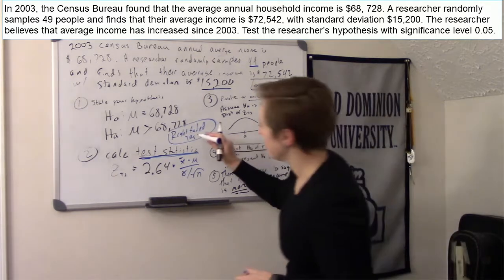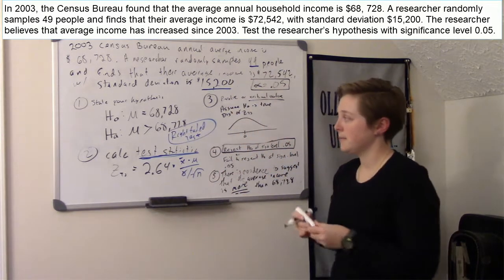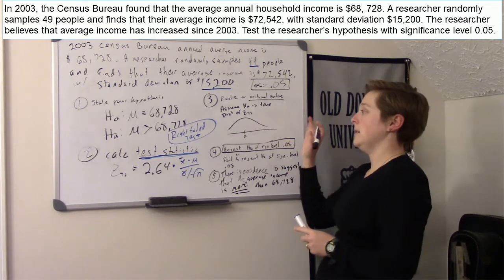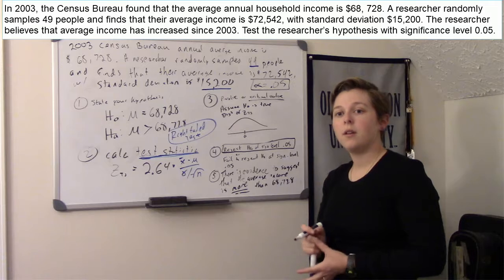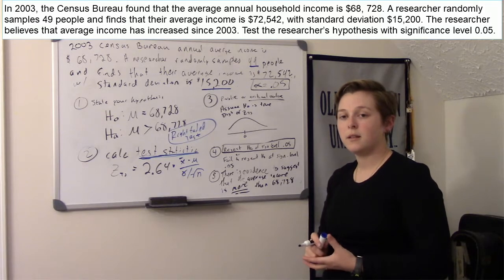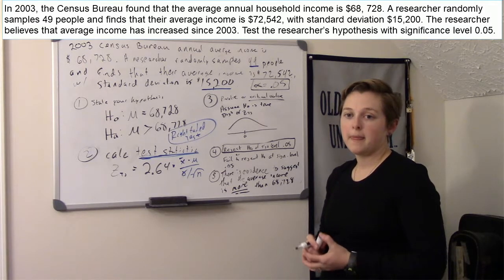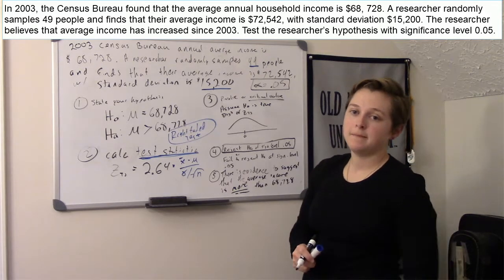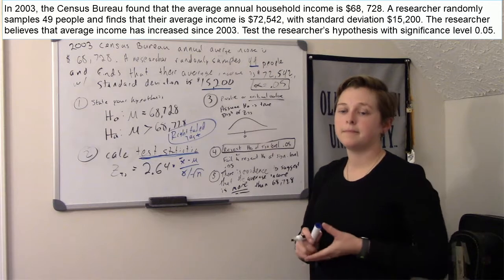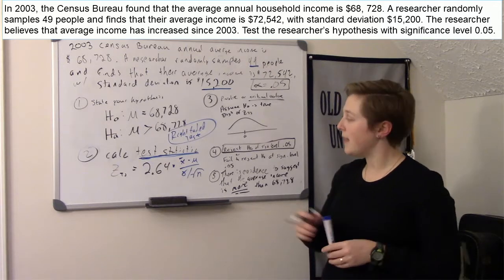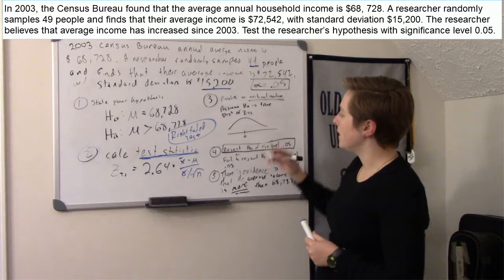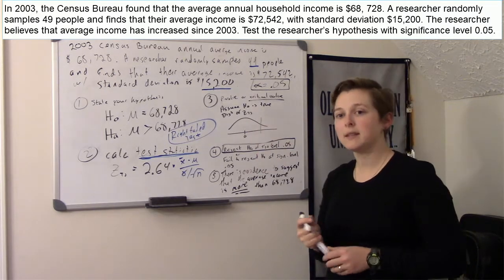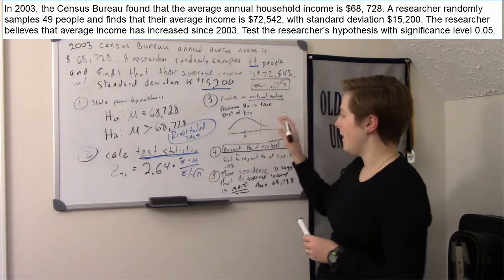It's only because we're saying we think that the income increased that we're only looking at the right. But if my sample mean was $50,000, then I would say maybe mu is less than, and then I would do a left-tailed test. And that will change your critical value. So right now, I'm only interested in having a cutoff on the right side because of the right-tailed test. Make sense? High values.